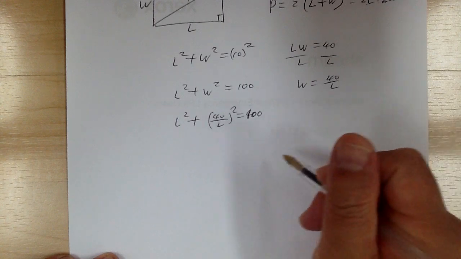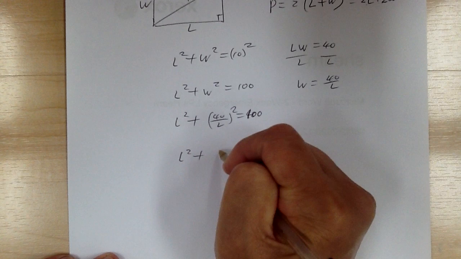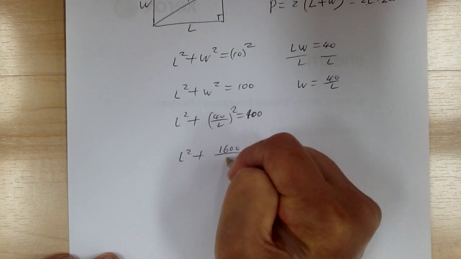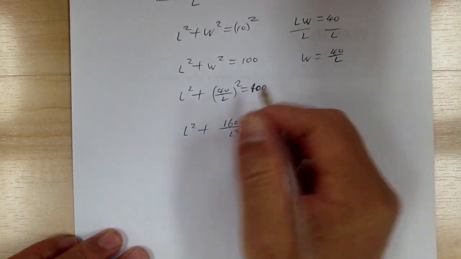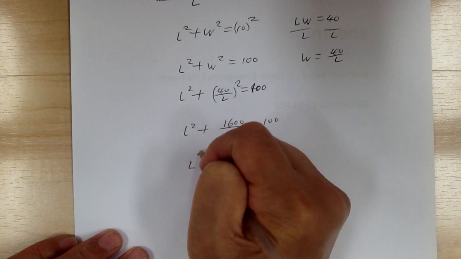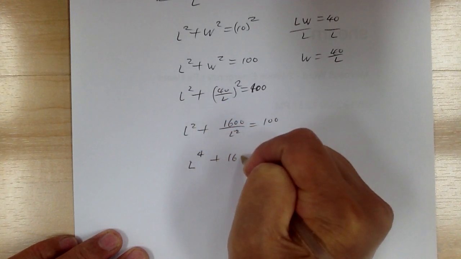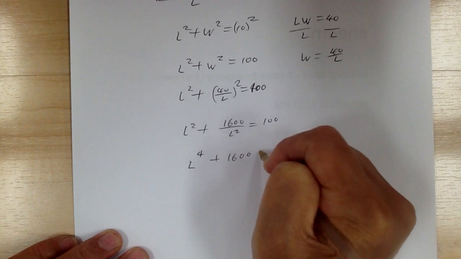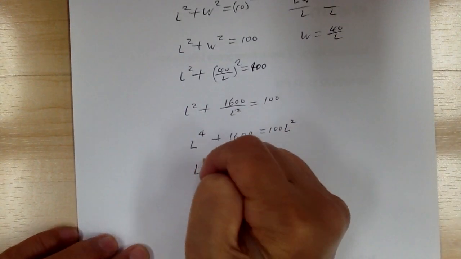Okay, so go ahead and square it out. So L squared plus 1600 over L squared equals 100, times L squared. Okay. And move everything around to make it equal to 0.